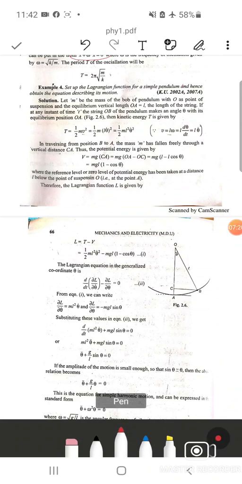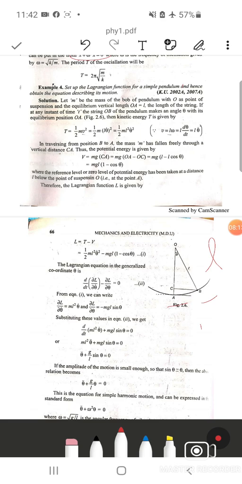Let us take a pendulum having the length of string L, where A is the point of equilibrium. Let at any instant the pendulum be at a point B that makes an angle theta with the equilibrium position OA. Then let us draw a perpendicular BC on OA. Let M be the mass, with the origin O as the point of suspension, and the equilibrium vertical length is equal to L. That is the length of string.